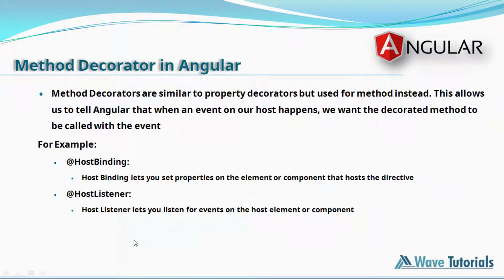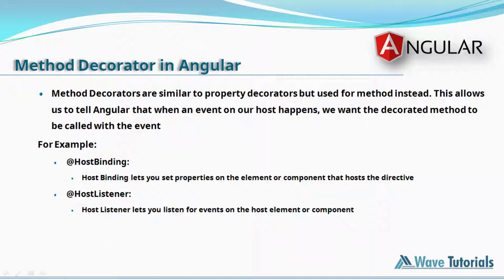The third type of decorator is the method decorator. Method decorators are similar to property decorators but used for methods instead. This allows us to tell Angular that when an event on our host happens, we want the decorated method to be called with the event. We have two types of method decorators in Angular: one is HostBinding and another one is HostListener. HostBinding lets you set properties on the element or component that hosts the directive, and HostListener lets you listen for events on the host element or component.